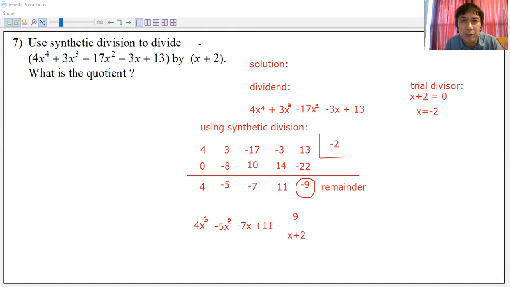Then we put the fraction line. Okay, here's the fraction line. There. Okay, and we have the answer. All right, this provides us our quotient. So this is our quotient.